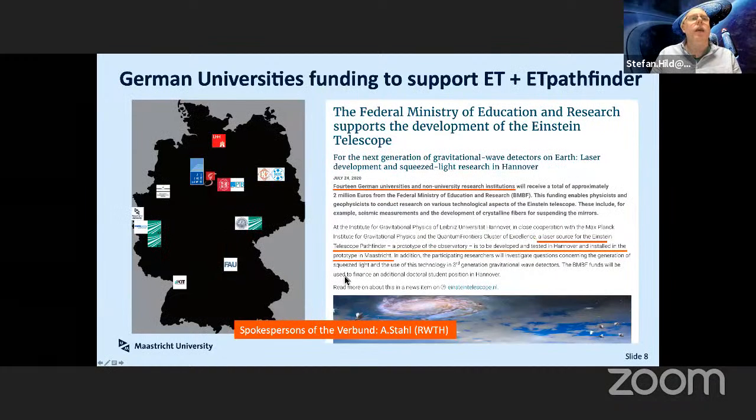Quick to say, for the German side, they recently got some funding through, and these are the institutions involved, working towards ET and partly also ET Pathfinder. One, which I highlight here, is a nice link: the group of Benno Willke, where this funding and additional funding for excellence clusters joined ET Pathfinder. They will provide a pre-stabilized laser source for ET Pathfinder.